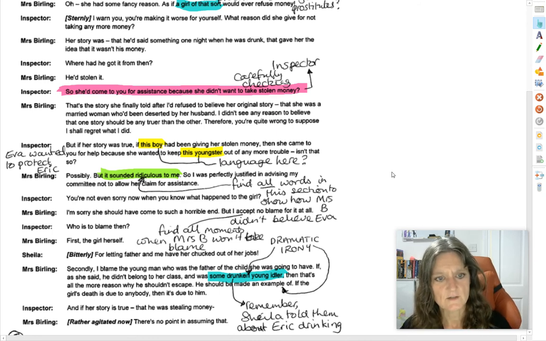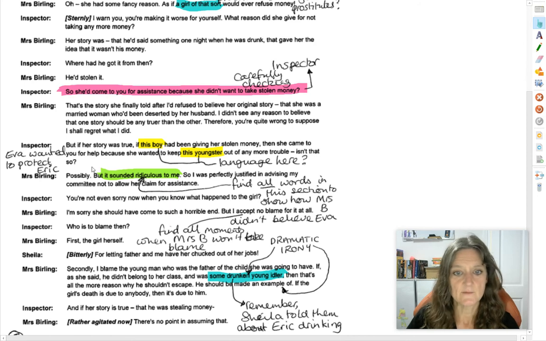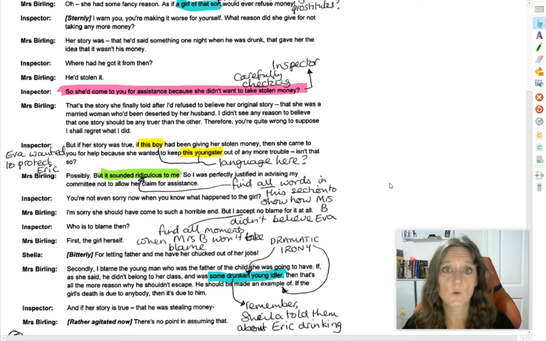Mrs. Birling says it sounded ridiculous to me, and I think I've highlighted it quite a lot in green actually. But if you go through this section, you can find all the words and phrases that show the extent to which Mrs. Birling didn't believe any of Eva's story, even though actually the bulk of her story is absolutely spot on true. And even the lies that she made up, for example, calling herself Mrs. Birling, that was very close to the truth because her partner obviously was Eric at the time, who is Mr. Birling, or Master Birling.